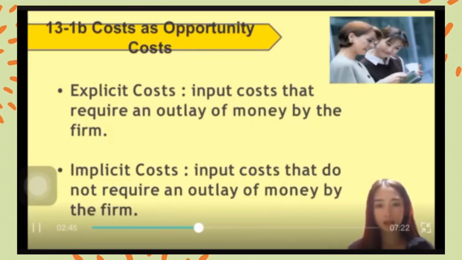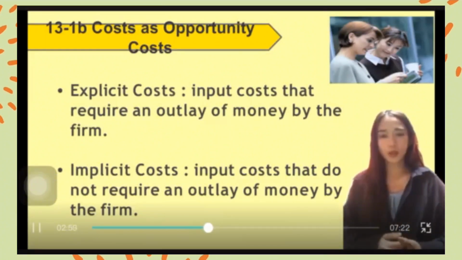Let's proceed to cost as opportunity cost. Do you remember what opportunity cost is? It is really important to keep in mind that one of the 10 principles of economics in chapter 1 is that the cost of something is what you give up to get it. Recall that the opportunity cost of an item refers to all the things that must be foregone to acquire that item.